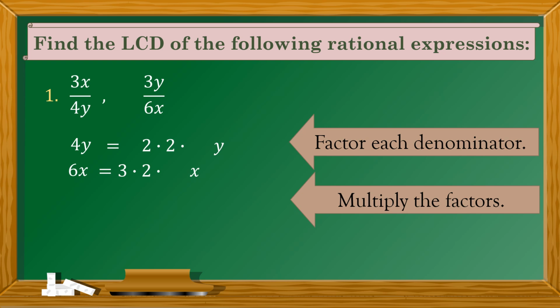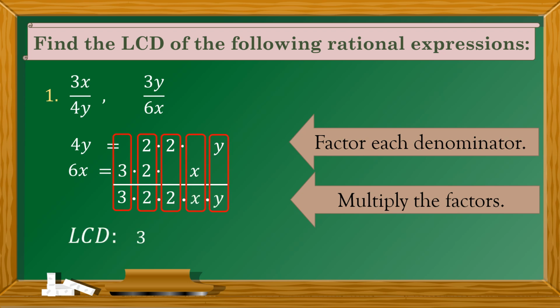Next is to multiply the factors. But we have to first bring down all the factors. We have there 3. Then, since 2 is common in both the denominators, we will take that as one factor. And then another 2. And then x. And then y. So therefore, the LCD is 3 times 2 times 2 times x times y. So multiplying these factors, 3 times 2 is 6 times 2 is 12. So the LCD is 12xy.